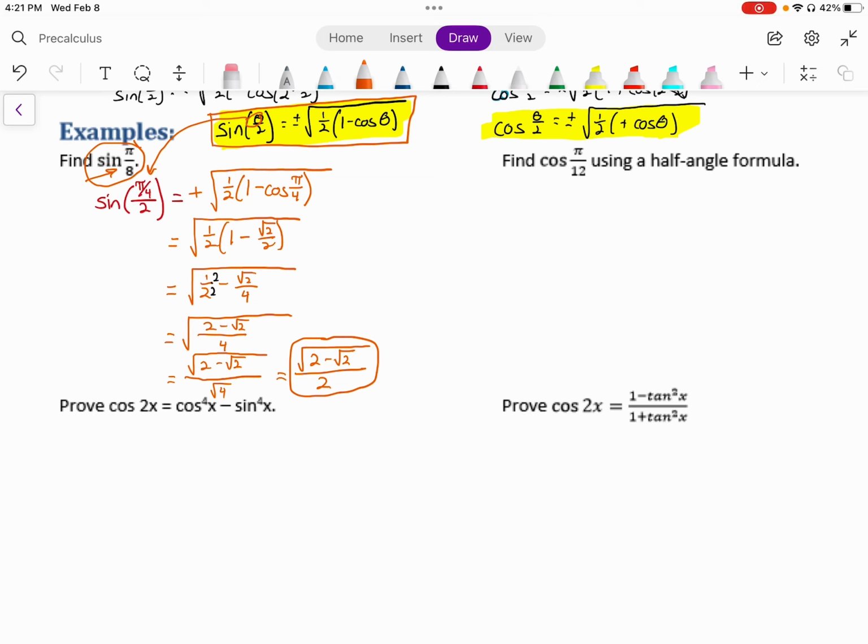All right, the next one, cosine of pi over 12. Find that using a half angle formula. Now, we've already worked with cosine of pi over 12 or sine of pi over 12 when we did sum and difference identities, but this is just another way, another tool that we can use to get the same answer. So we're going to use a half angle formula. Well, cosine of pi over 12 is half of what angle? Well, cosine of pi over 12 is half of pi over 6. So we can think of this as cosine of pi over 6 over 2.